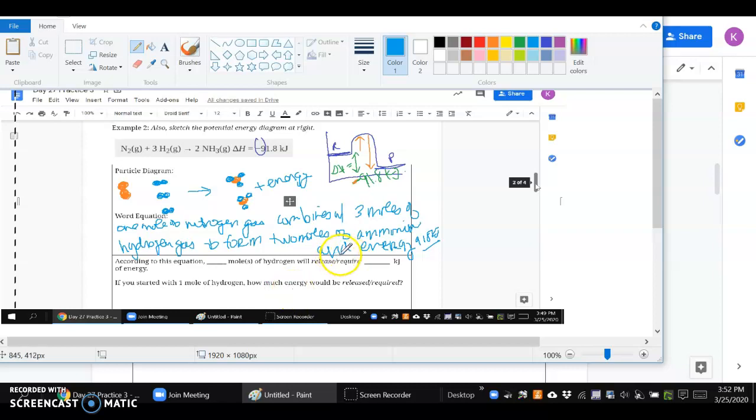Now according to this equation, we're going to read off kind of like the recipe. How many moles of hydrogen will release or require how many kilojoules of energy? According to the recipe I see here, I needed 1 of these nitrogens and I need 3 hydrogens. 3 moles of hydrogen will release, because its energy is coming out, it's exothermic, 91.8 kilojoules of energy.